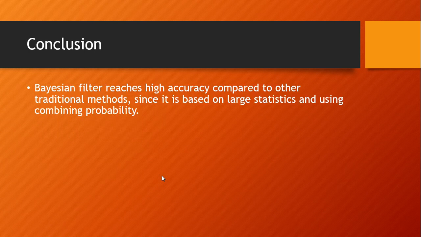According to my experiment result, the email spam filter reaches high accuracy compared to the traditional methods, because it's based on large statistics and uses combined probability. So I think it's a very good way to implement an email spam filter. I think that's all. Thank you.